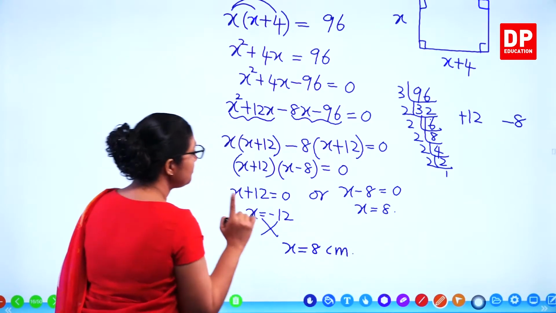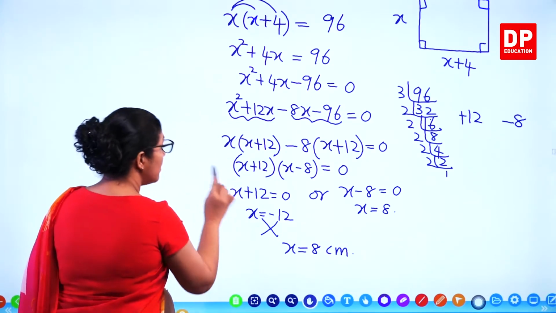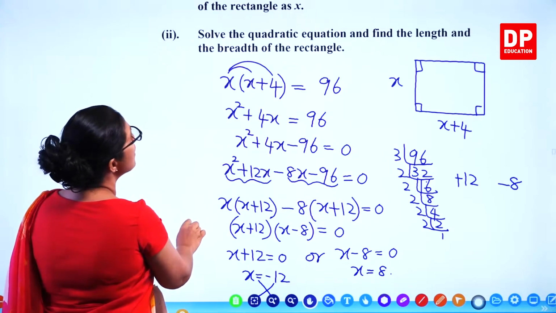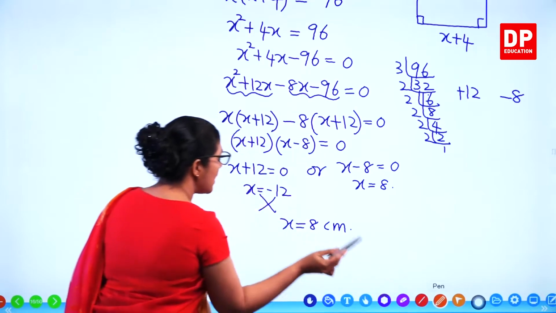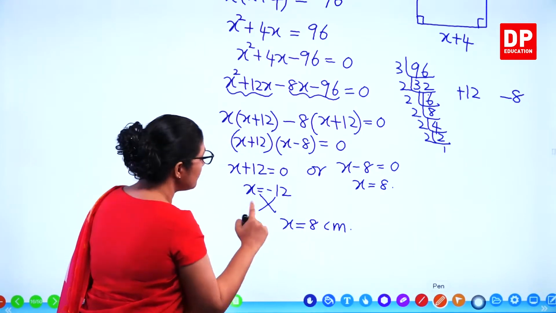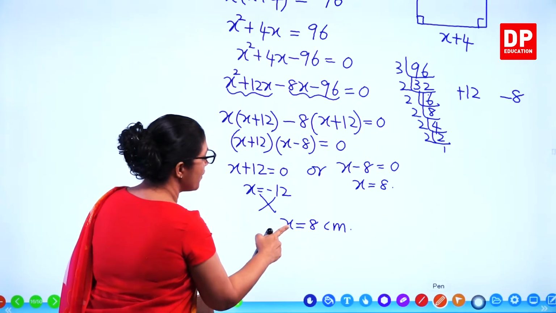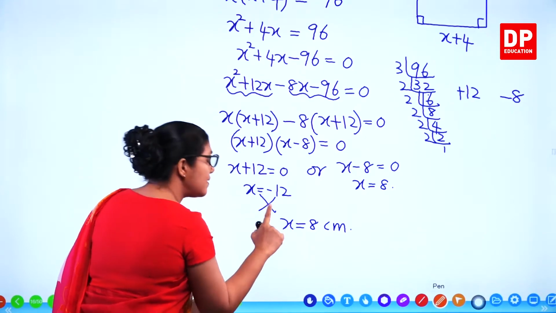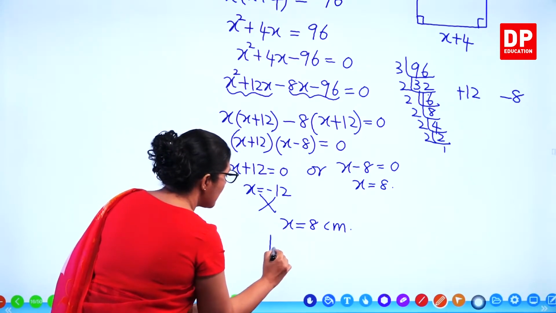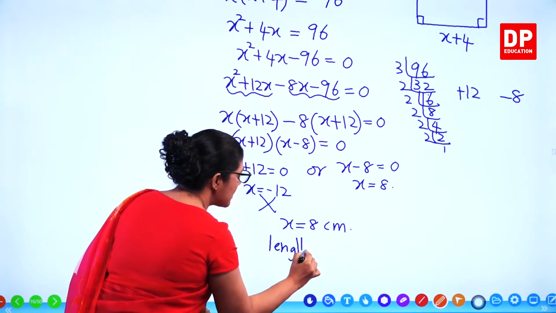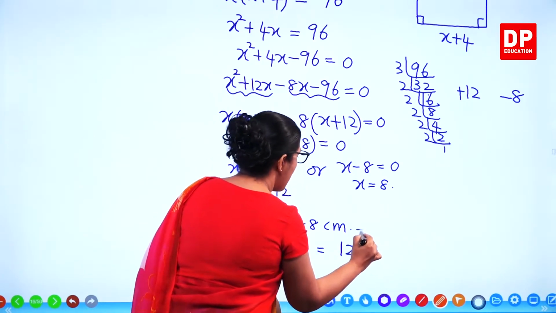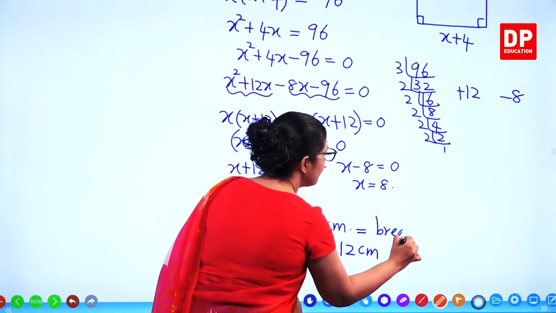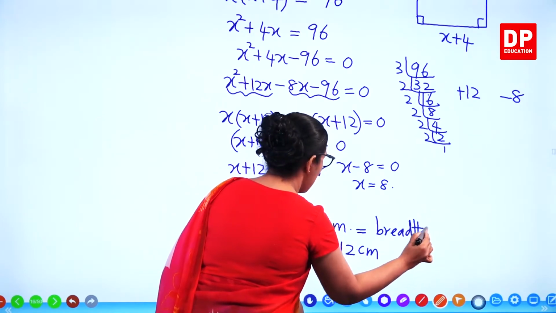centimeters. That's the breadth. So, we need to find out the length of the rectangle. So, that's 8 plus 4. This is breadth of the rectangle. So, length is 4 more than that. So, we can write length is 8 plus 4, 12 centimeters, and breadth is 8 centimeters.